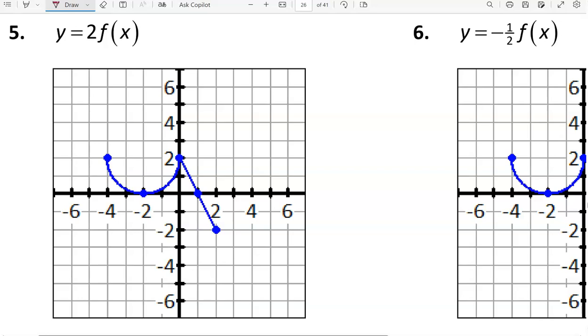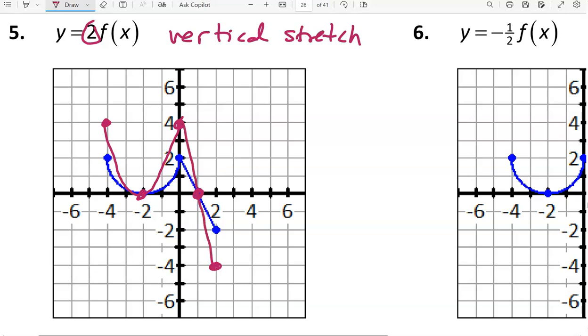For number 5, I see a ×2 on the outside of the function. That means we're affecting the vertical variable, and that means the vertical variable is being multiplied by 2, which represents a vertical stretch. So we can simply multiply each y value by 2, and connect to form the new graph. Notice that any points that were on the x-axis remain on the x-axis.